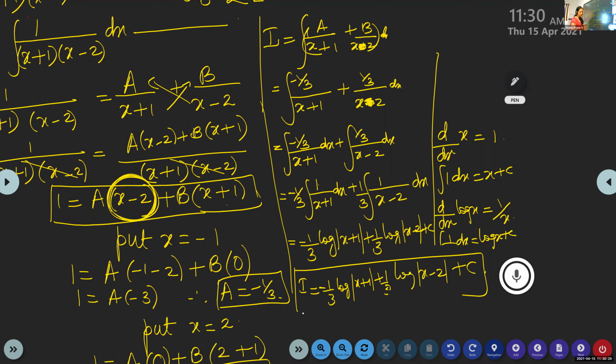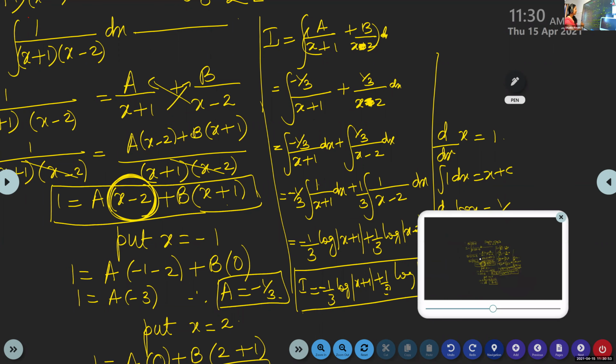This is our integration. So we have integrated the given function. Look at the given function. Initially it is in product. It satisfies the condition that the degree of the numerator is less than the degree of the denominator. So we are using partial fractions and making it into simple terms.